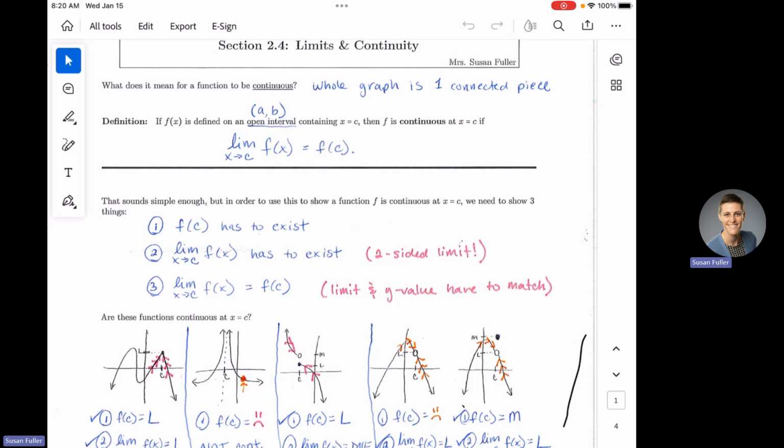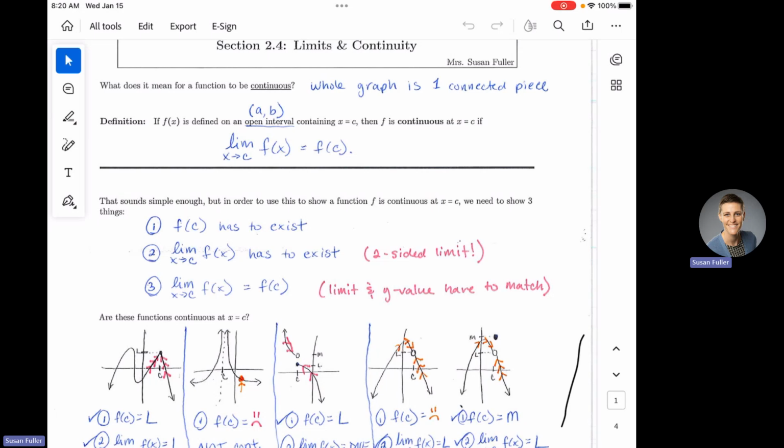All right, so continuity. To prove that a function is continuous at a point, we need to prove these three things. This is our continuity checklist. First thing, you have to show that your y value exists. Second, you have to show that the limit as x approaches c of your function, two-sided, exists. And the last thing is, assuming both of those things exist, the limit as you approach c from both sides and the y value have to be the same there. If they don't match, you're not continuous.